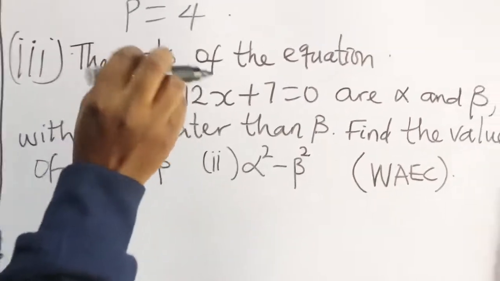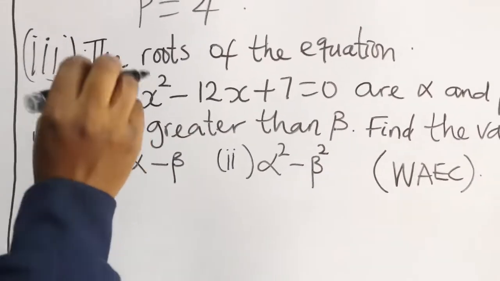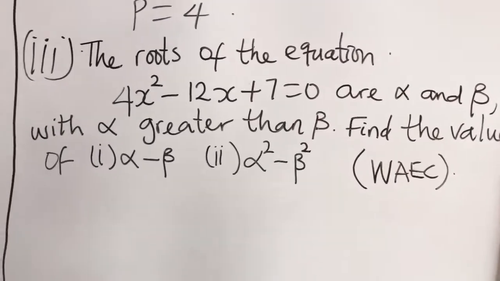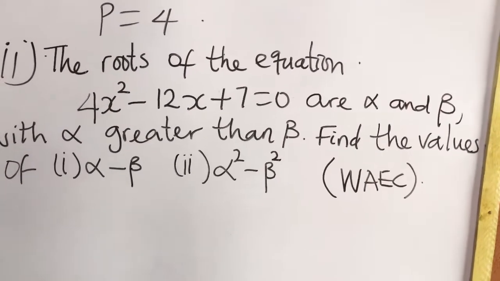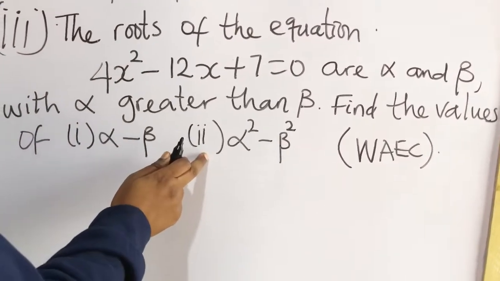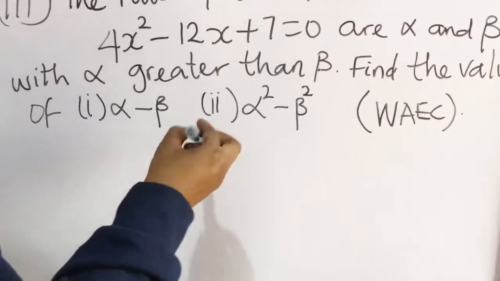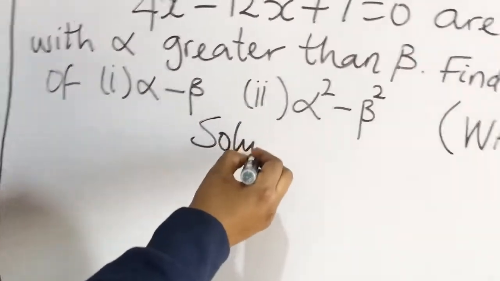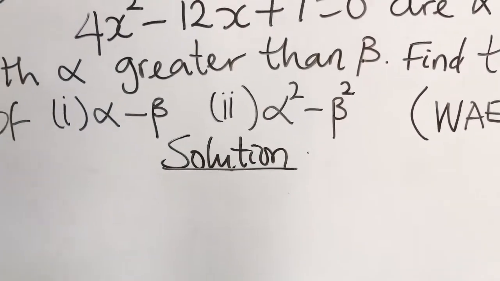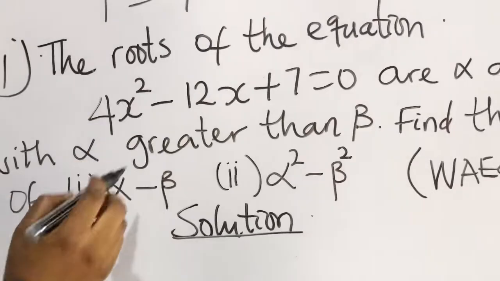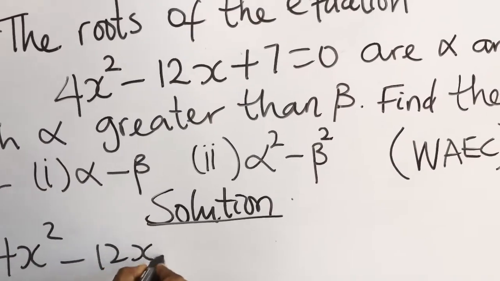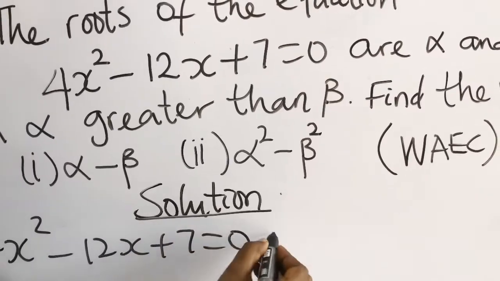The roots of the equation 4x squared minus 12x plus 7 equals 0 are alpha and beta, with alpha greater than beta. Find the values of alpha minus beta, then alpha squared minus beta squared. Solution. From here we can quickly say that 4x squared minus 12x plus 7 is equal to 0.